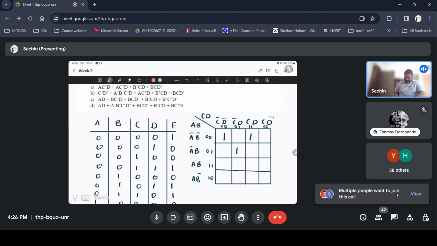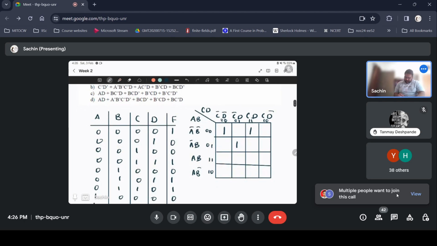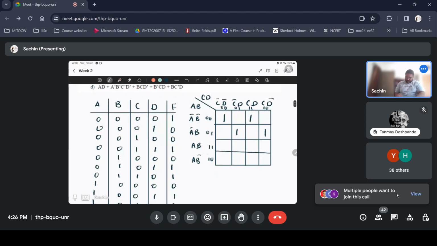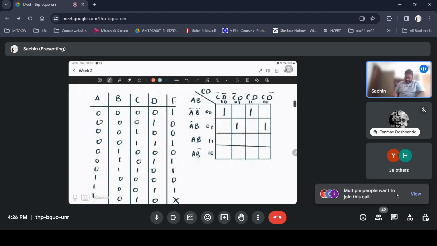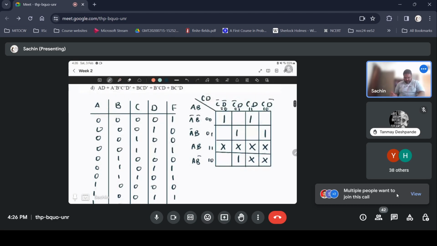Similarly, this will be a 1, 0, 1, 0, 1. And 0, 1, 1, 0 also has a 1. And 1, 0, 0, 1 also has a 1. And we had don't cares which will come in these cells. So you can check from the truth table. Okay, now we have to simplify this.